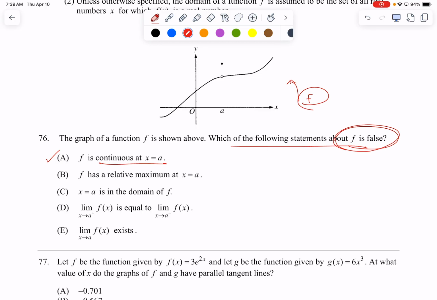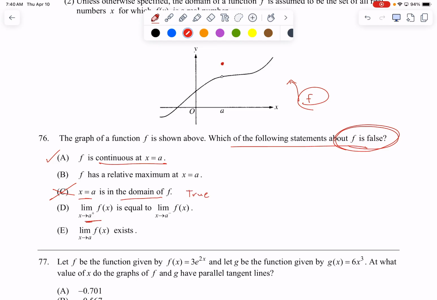Has a relative max at x equals a. Oh, I remember this one last year. We had a disagreement on this. Which of the following statements about f is false? f is continuous at x equals a. Clearly not continuous because of a hole. x equals a is in the domain of f. It is in the domain because even though there's a hole, there is a point though. So that one can't be it, because that's true.